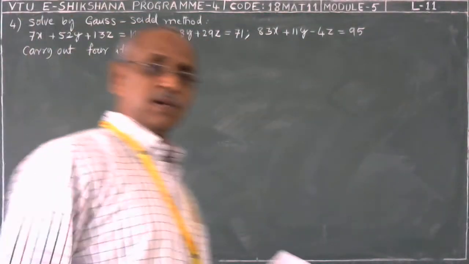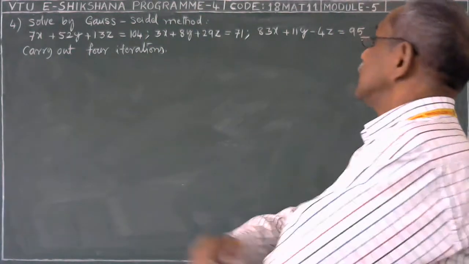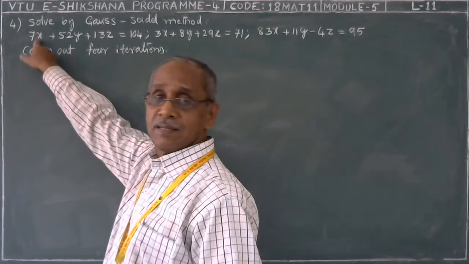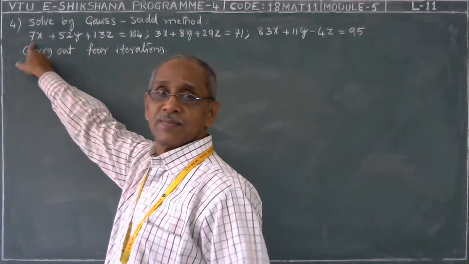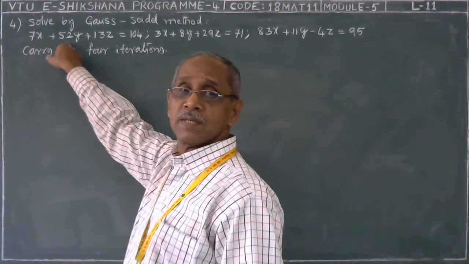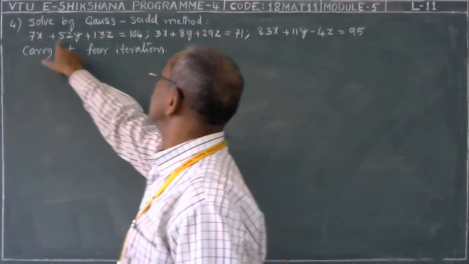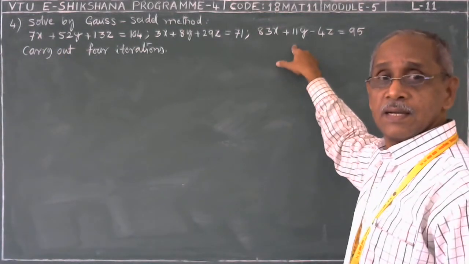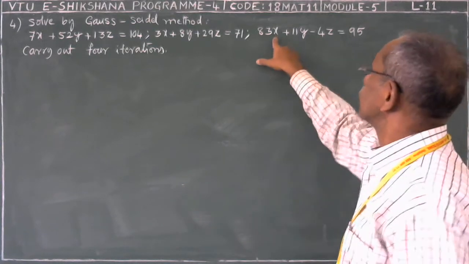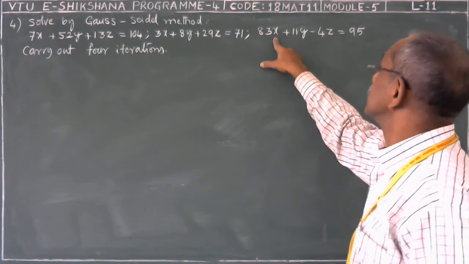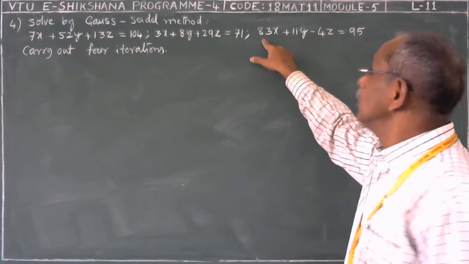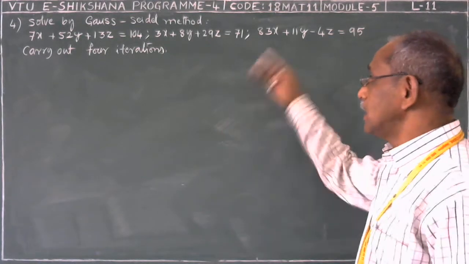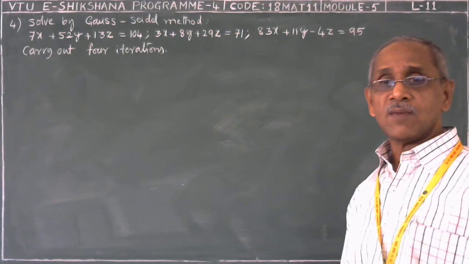Now, first of all, let us look at the equations, whether they are given in the proper order. The first equation has a coefficient of x of 7. The second equation has coefficient 52. And third, 7, 52. Now, just observe the equations which are jumbled. The coefficient of x should be greatest in the very first equation, that is 83. So we have to reorganize this given system of equations to write it in the diagonally dominant form.